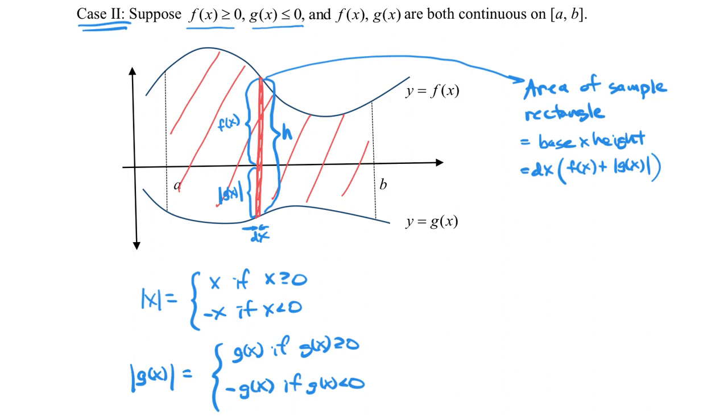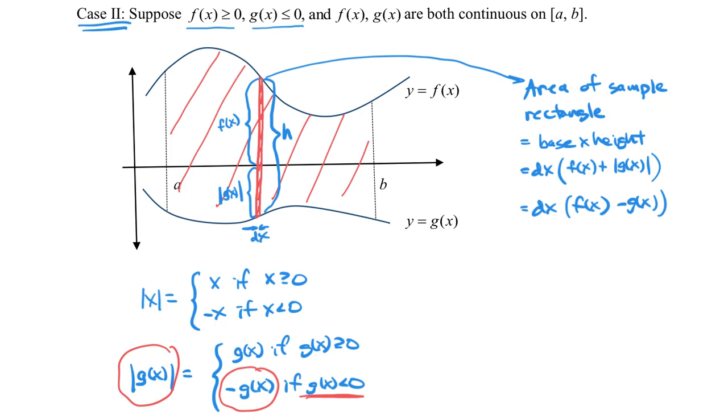Okay, so looking at this, when we're down here, g of x is definitely less than 0. So the absolute value of g of x for us is going to be negative g of x, the opposite of g of x, because g of x is less than 0. Okay, so when we fill this in here, we're going to get dx times f of x. Now the absolute value of g of x is just negative g of x. So you go minus g of x.